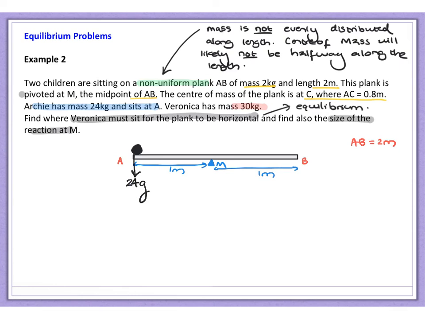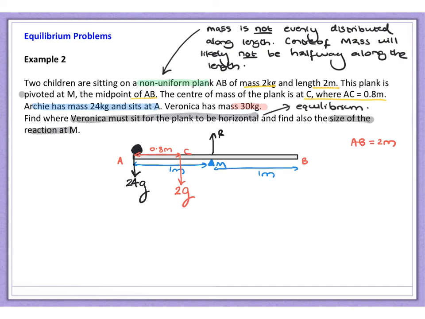Now, there's a reaction force acting vertically upwards here from the pivot pushing up on the rod. And then the last piece of information we know is that the centre of mass of the plank is at C, where AC equals 0.8 metres. Now, what does this mean? That means that at this point C, where the centre of mass is, this is where all of the weight of the plank appears to act. So all of the weight will always appear to act at the centre of mass or the centre of gravity. Now, the mass of the plank is 2 kilograms, so that means the weight of the plank is 2g and acts at that point C.